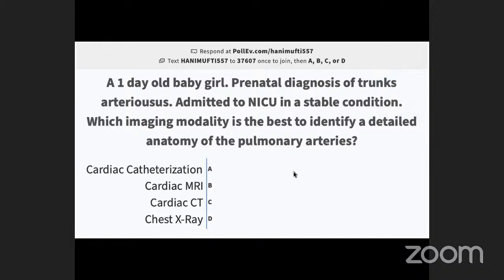One day old baby girl, prenatal diagnosis of truncus arteriosus, admitted to an ICU and stable condition. Which imaging modality is the best to identify detailed anatomy of the pulmonary arteries? I said the question is anatomy.